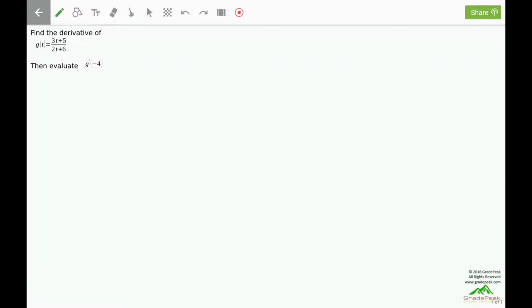Find the derivative of g of t equals 3t plus 5 over 2t plus 6. Then evaluate g prime of negative 4. G of t here is made up of the quotient, the division, of two different expressions, 3t plus 5 divided by, or over, 2t plus 6.